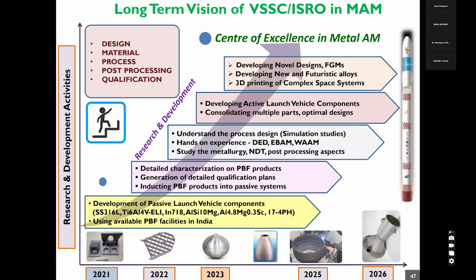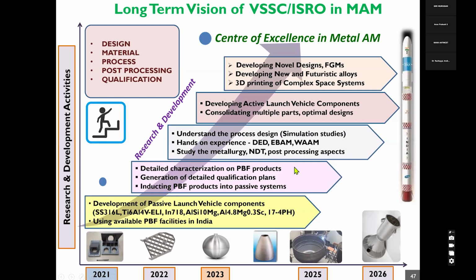So now I'll move on to adopting metal additive manufacturing at VSSC. We first started way back in 2021 with development of passive launch vehicle components in different alloys using the powder bed fusion facilities available in the country. And we have carried out detailed characterization of these parts, and also we tried to understand the different metal additive manufacturing processes such as directed energy deposition, electron beam additive manufacturing, wire arc additive manufacturing, and also we looked at the metallurgy and NDT and post-processing aspects of it.